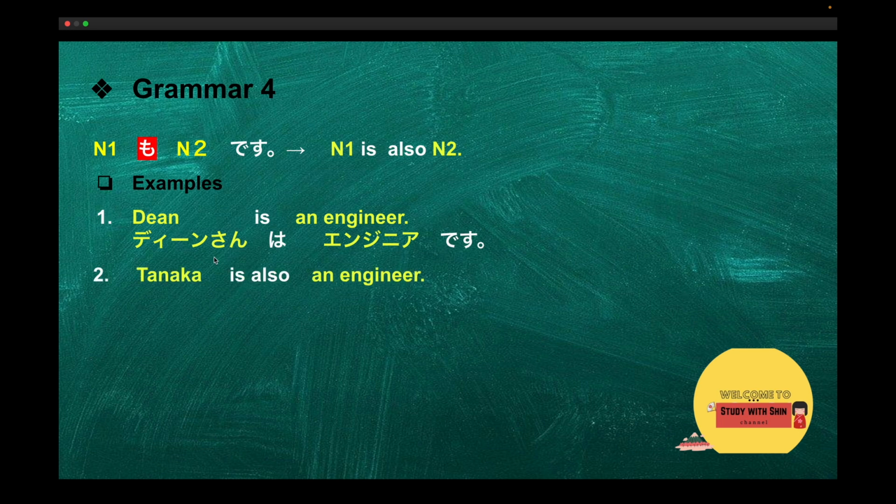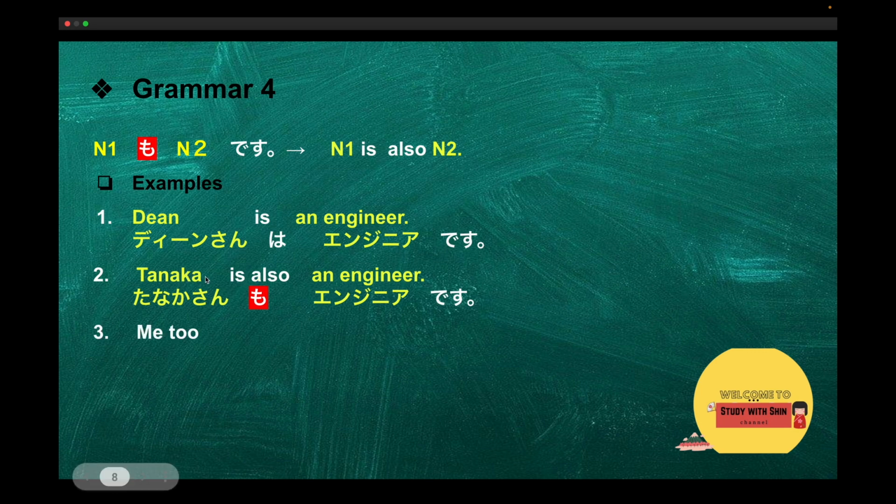And now we will say Tanaka is also an engineer. Here we have to use mo instead of wa, because here it is "also", right? So let's take a look at how to say this in Japanese. Tanaka-san is noun 1, and then "also" would be mo. Instead of wa, we will use mo. And then engineer desu. Tanaka-san mo engineer desu. Tanaka-san is also an engineer.